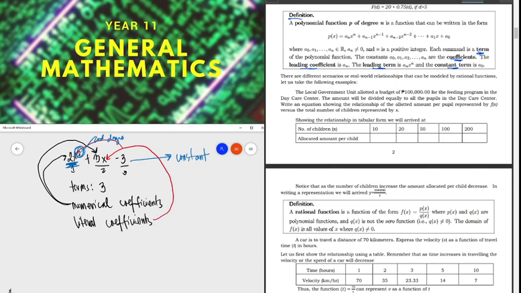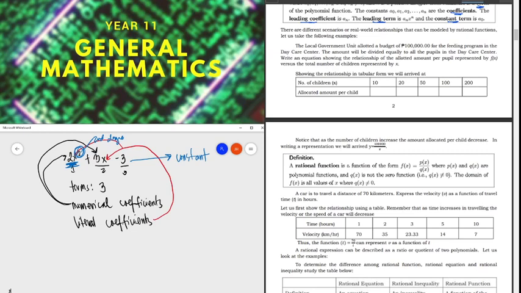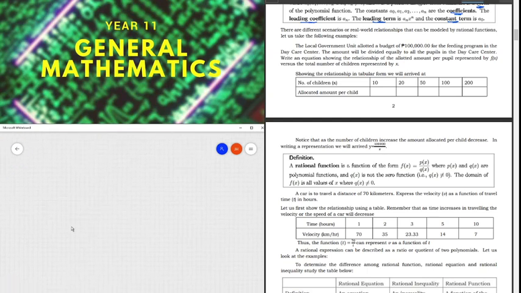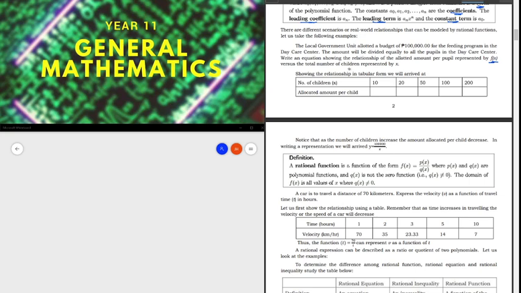So let's proceed. Say for example here, the local government unit allotted a budget of 100,000 for the feeding program in the daycare center. The amount will be divided equally to all pupils in the daycare center. Write an equation showing the relationship of the allotted amount per pupil represented by f of x, versus the total number of children represented by x.